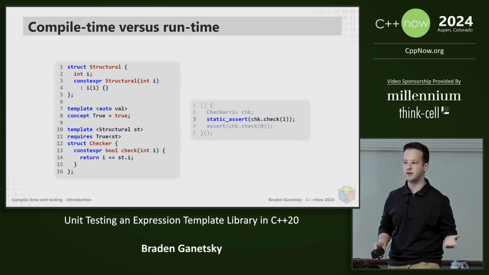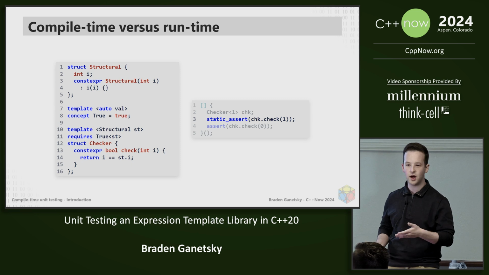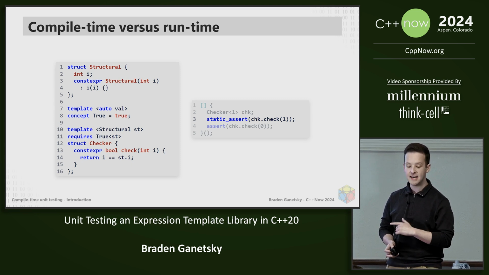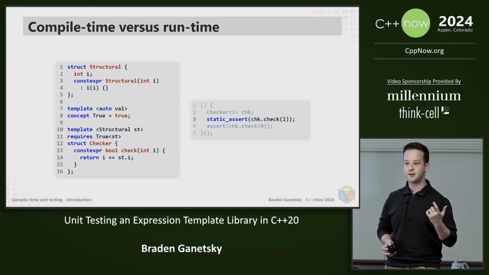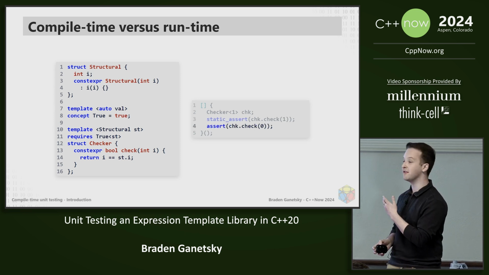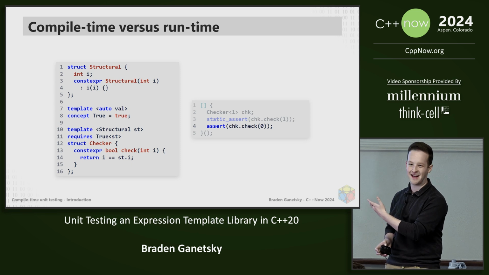At compile time, obviously, the static assert passes, right? Because 1 is equal to 1 the last time I checked. But the problem is that in MSVC, I found a bug where it zeroes out the structural type at runtime. So you end up with .check of 0 being the one that actually passes at runtime.